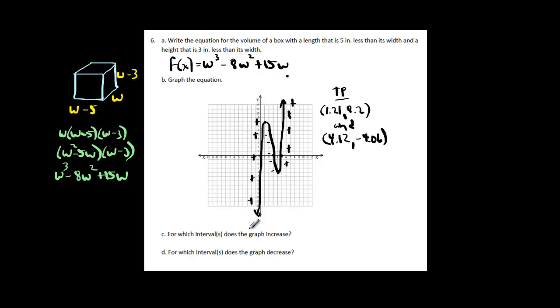So we have two increasing intervals. So for part C, we're going to have two answers. So from negative infinity to the x-coordinate of this point, which is 1.21, and from the x-coordinate of this point to positive infinity, so 4.12 to infinity. It decreases from the x-coordinate of there to the x-coordinate of there, so 1.21 to 4.12.